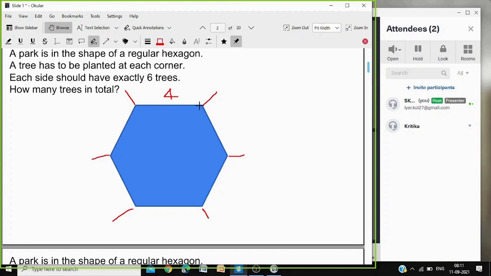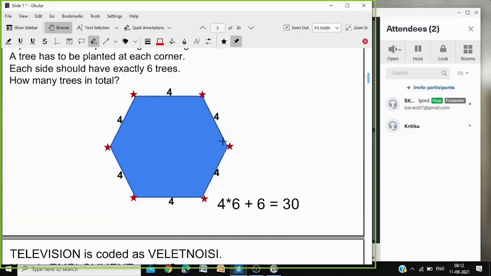Similarly, this side, the corner has already 2, so you must be putting 4 more trees so that this side will have total 6. So this is how you plant the trees. The stars indicate the corner trees. All the stars, they are trees at the corner.